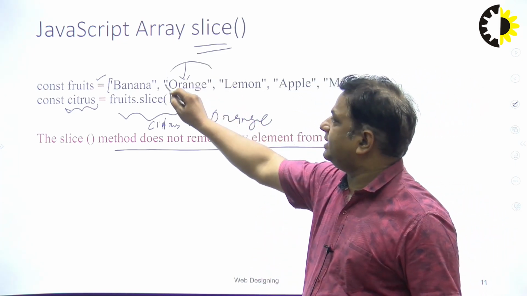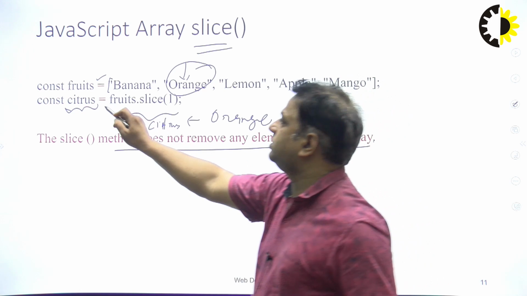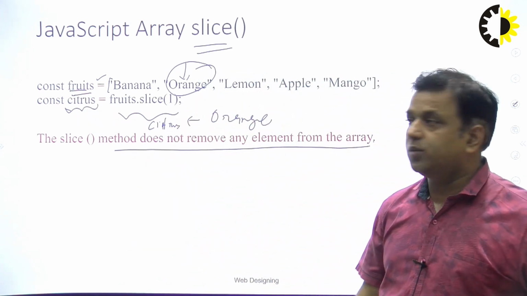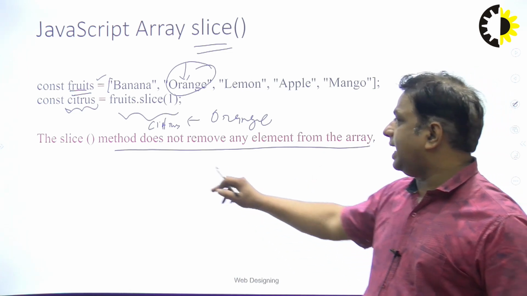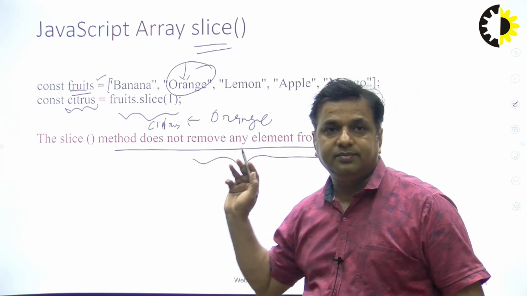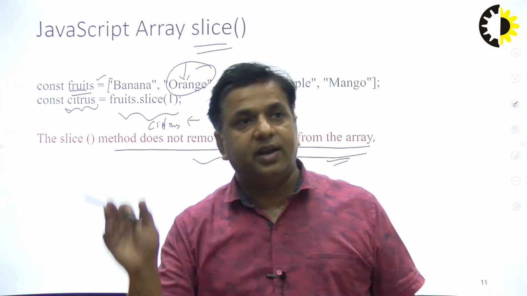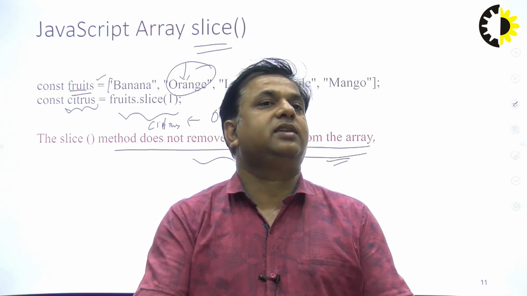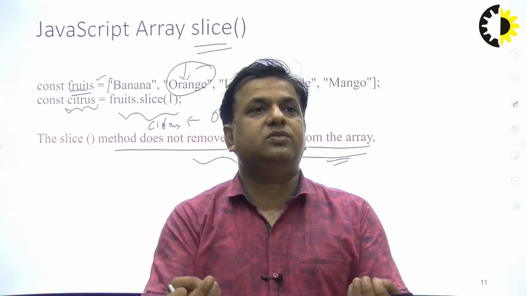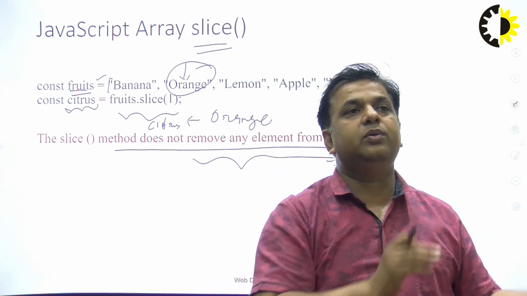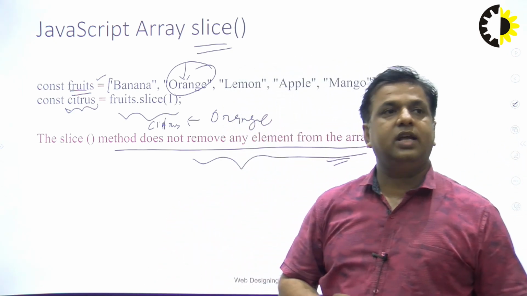Orange is still there in the fruits array. So that means the slice method does not remove any element from the array. It is not removing any element from the fruits array. It is just extracting certain elements from the fruits array and storing them into a new array whose name is citrus, for example.